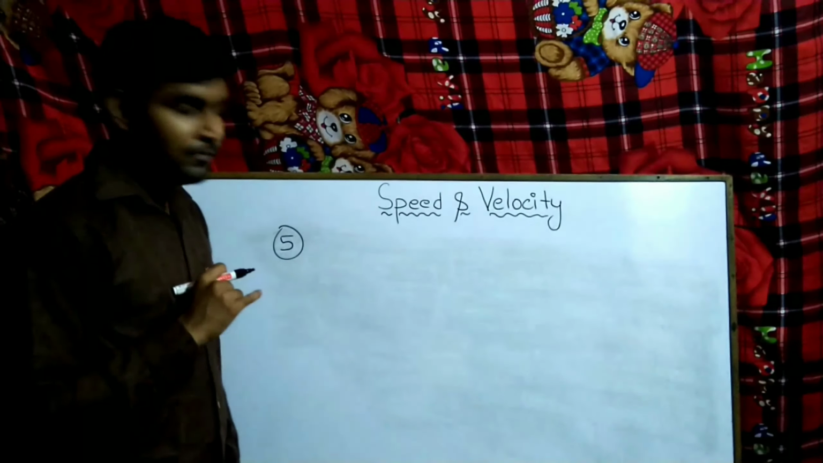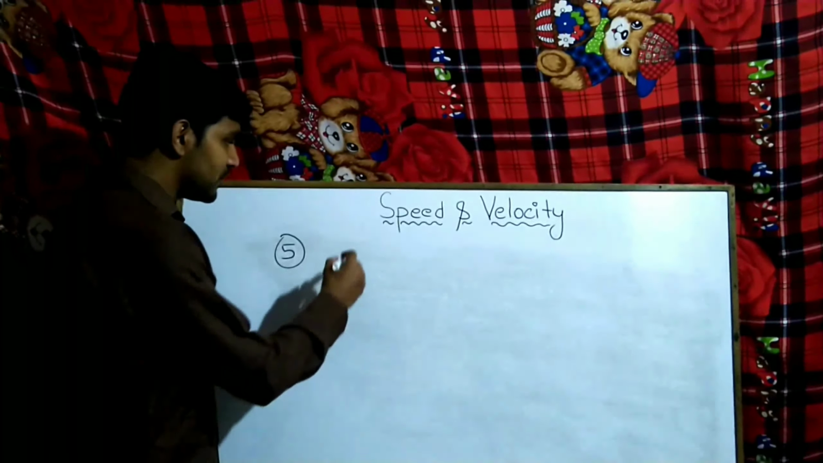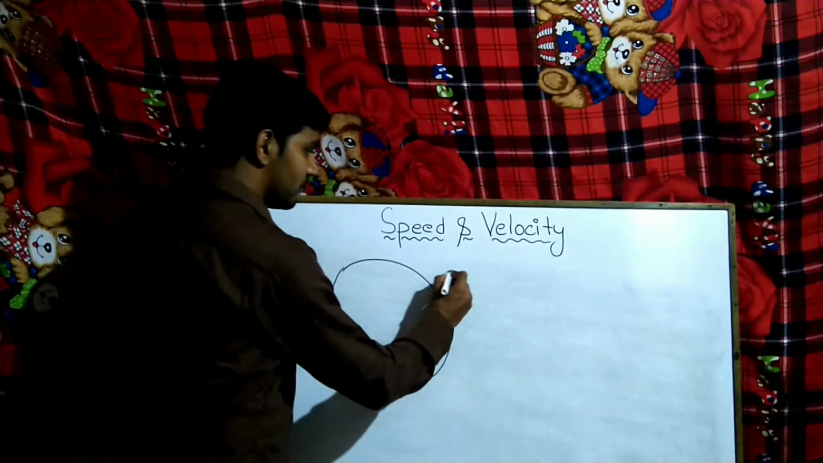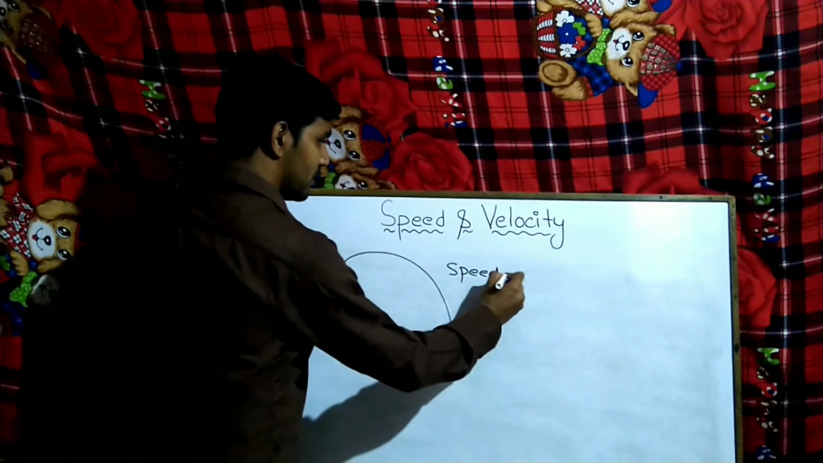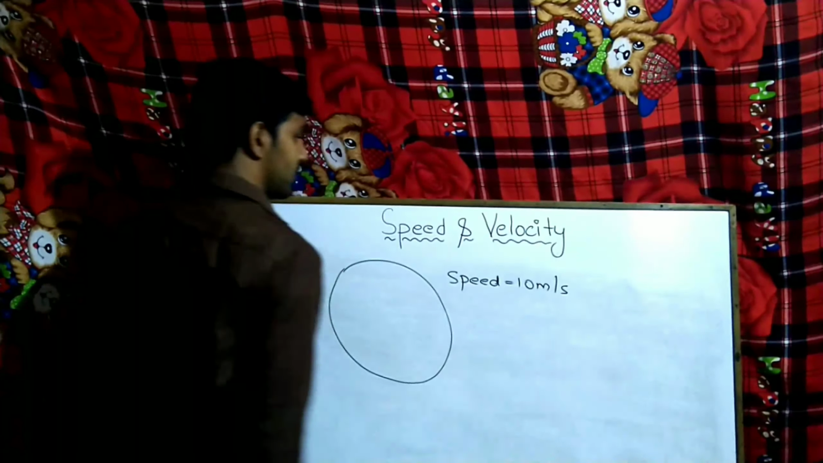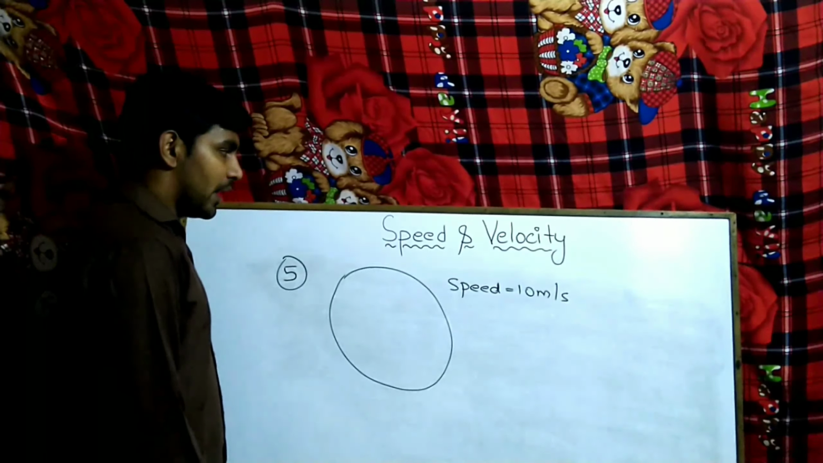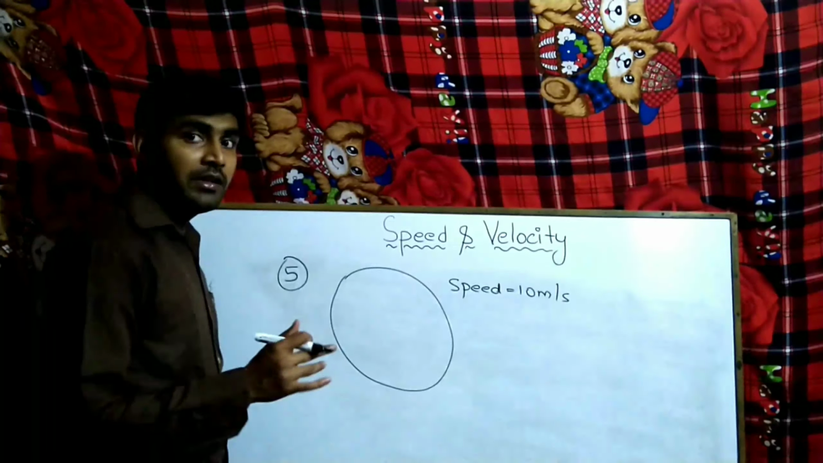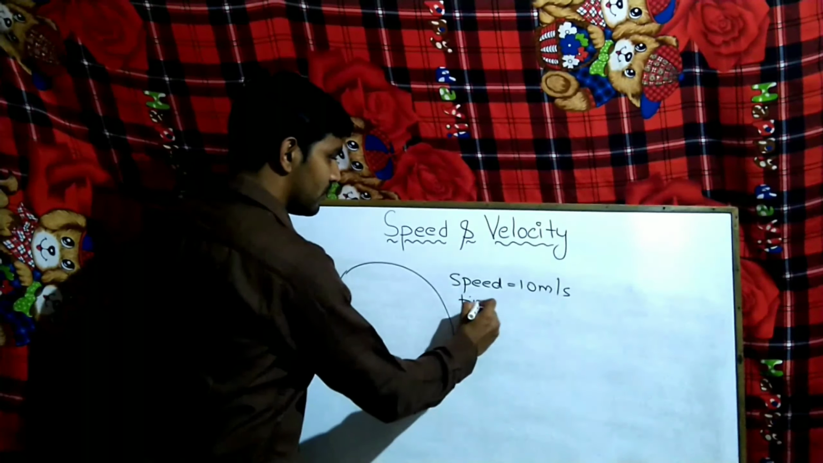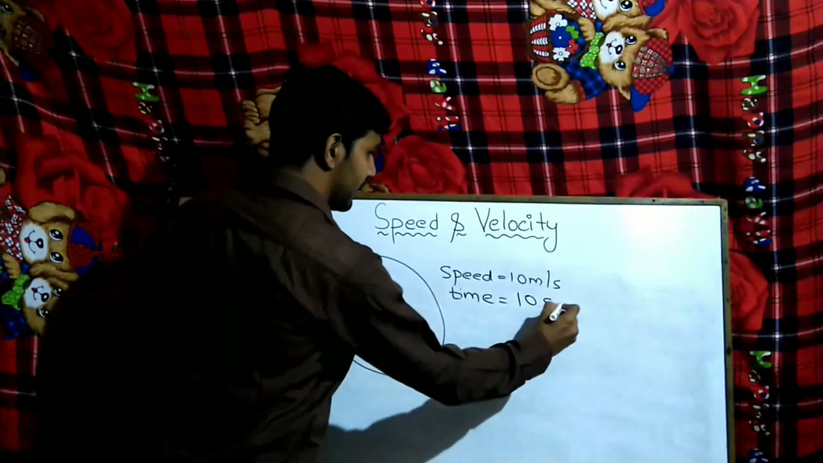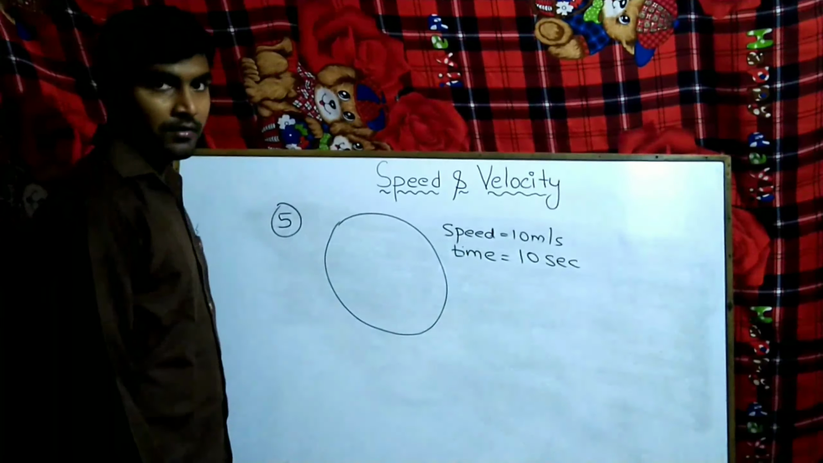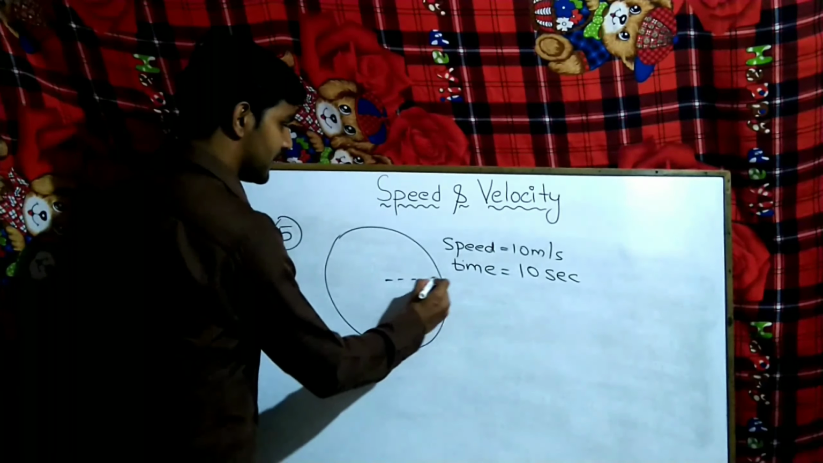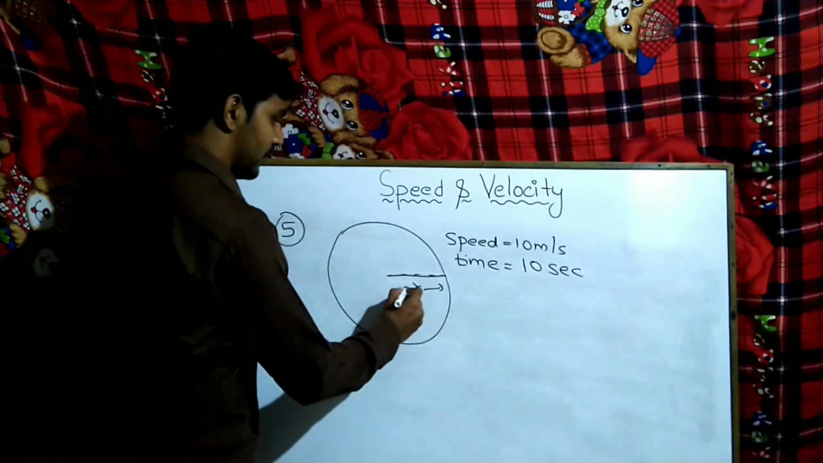Okay, in the fifth problem, a body moves in a circular path with a speed of 10 meter per second, and it completes 2 revolutions in 10 seconds. So time is given, 10 seconds. We have to find the radius of the circle. This we have to find.